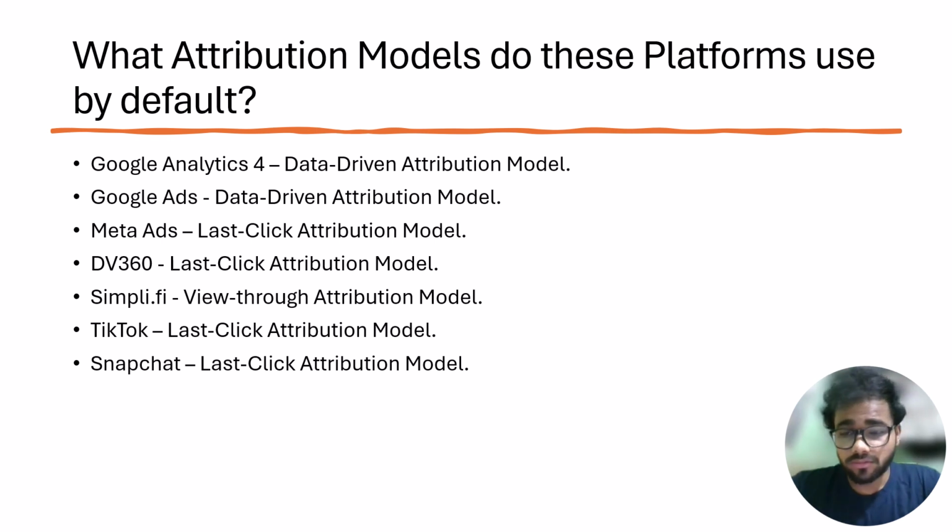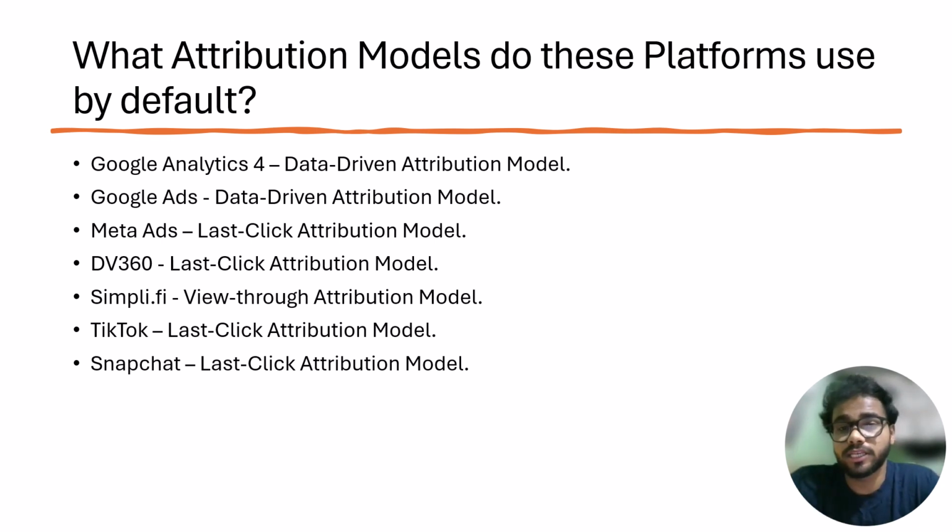Now, most of the time we see that the number of purchases or the purchase value is different on Google Analytics, on Meta, and on Google Ads. Why is this happening? This is happening because of your attribution model. On Meta Ads, Meta is using a last click attribution model, but Google Analytics 4 is using a data-driven attribution model. As you know, the last click attribution model gives 100% credit to the last touchpoint, the pre-conversion touchpoint basically.